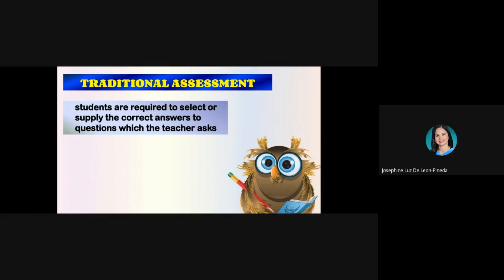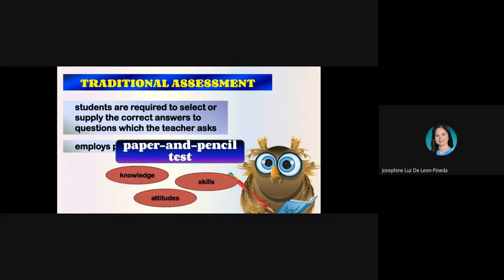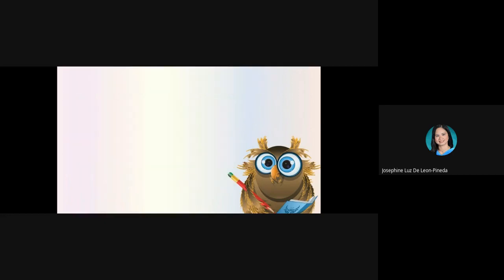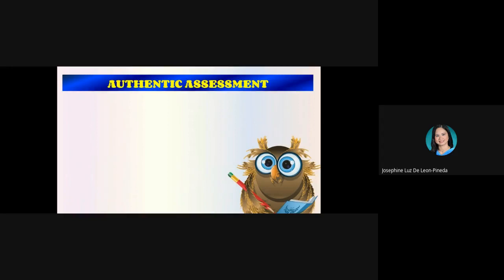What else? We have matching type, for example. Okay, these are what we actually employ in the paper and pencil test. So the paper and pencil tests are used for us to check knowledge, attitudes, and skills. However, traditional assessment can measure very limited attitudes and skills. So, that's why we have the presence of the authentic assessment.